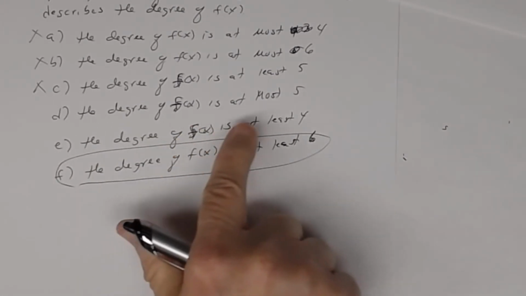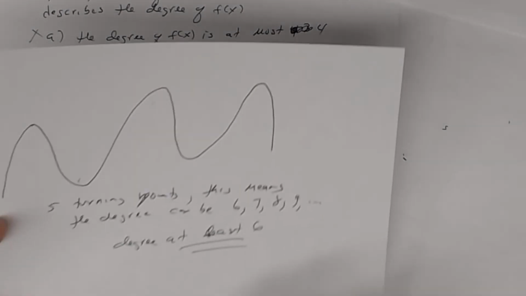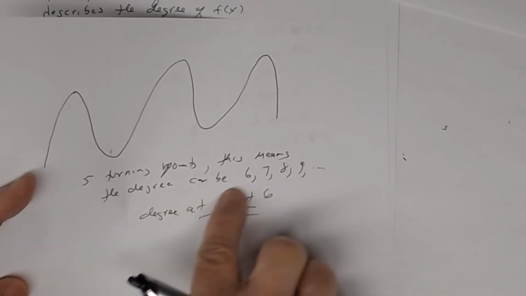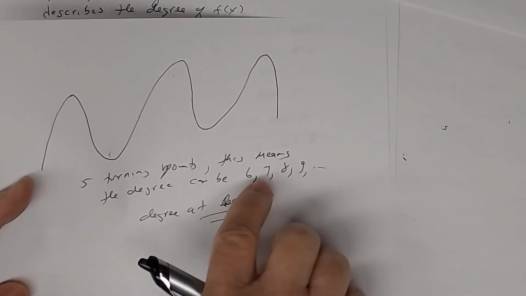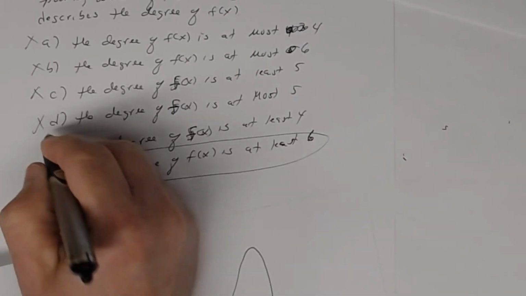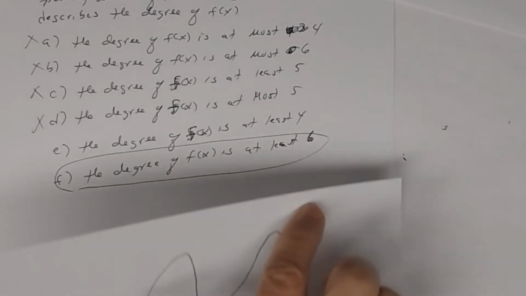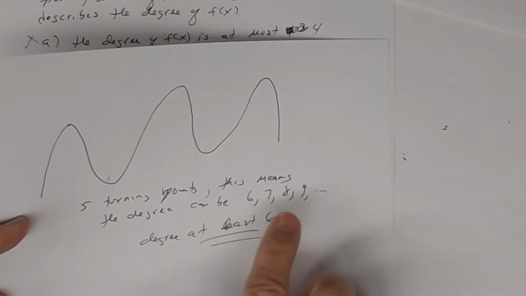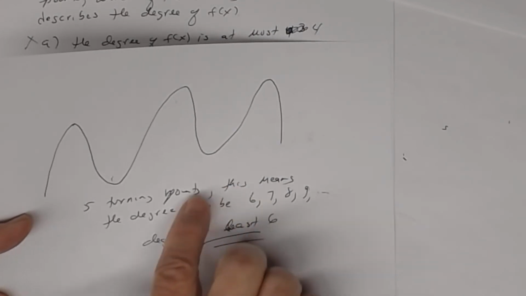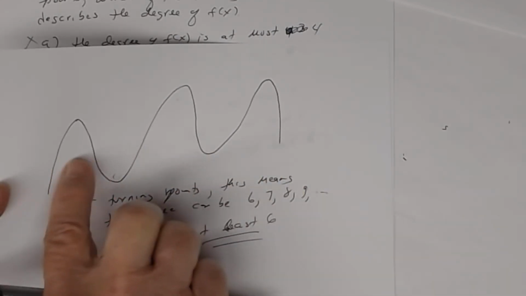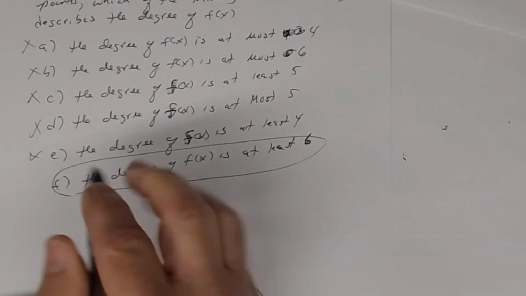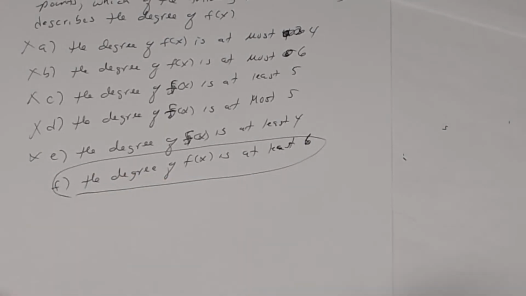The degree of f of x is at most 5. At most 5 means 1, 2, 3, 4, 5. And notice the degree here has to be at least 6. The degree of the polynomial is at least 4. At least 4 means 4, 5, 6, 7, and so on. We know we can't use 4 or 5 because there are 5 turning points. So that only leaves us with this one. Okay, so that was number 3.